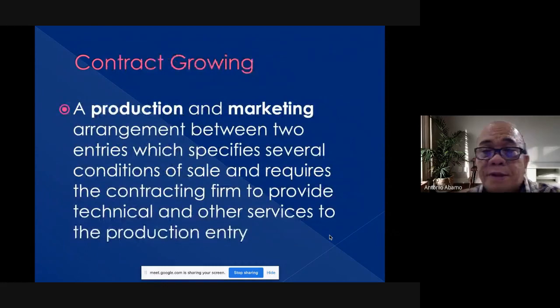Now, there's another production arrangement in the agribusiness production subsystem. We call it contract growing. The contract growing arrangement is an arrangement between two entities which specifies several conditions, such as sales, and requires the contracting firm to provide technical and other services to the production entity. So in other words, in contract growing, the production and marketing arrangement is agreed upon by the contracting entity.